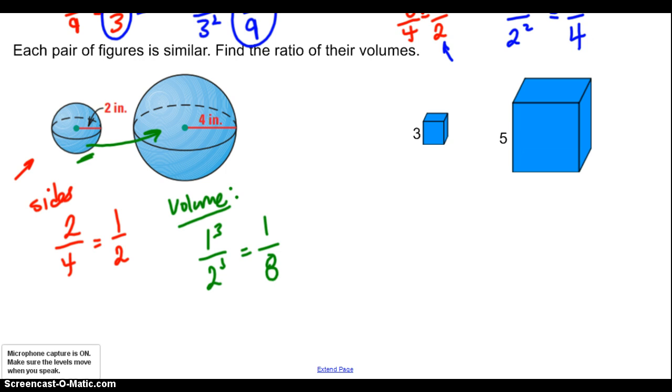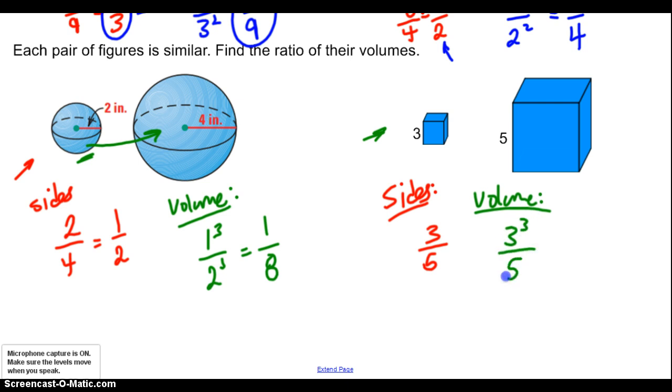If you'd like to, pause the video here and try finding the ratio of this next one. Alright, so the ratio of their sides is 3 to 5. Can't be reduced. But the ratio of their volumes is going to be 3 cubed over 5 cubed, because volume cubes, which means that this is 27 over 125. Look how big that got so fast. Right? The change in volume is quite big compared to the small change in side length.